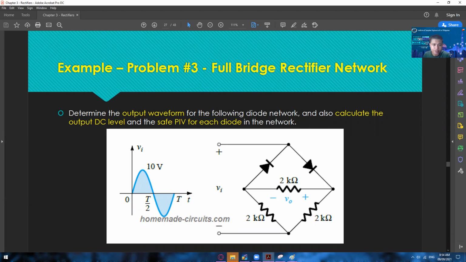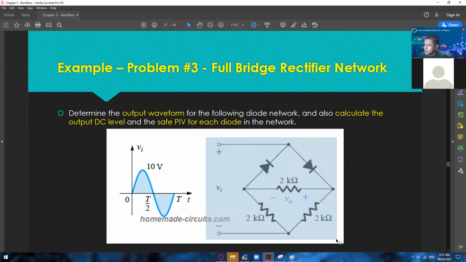Mr. Bradley Mina, are you around? Yes, sir. Okay, so what do you think? What is our waveform if we have this kind of circuit right here? Will it be positive only, negative only, or both?